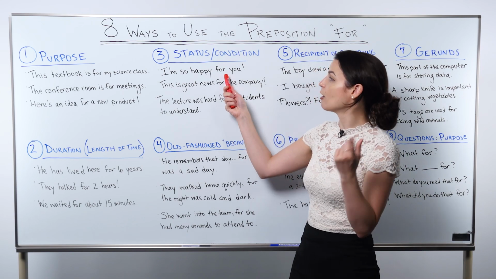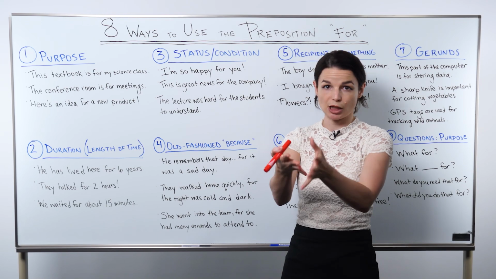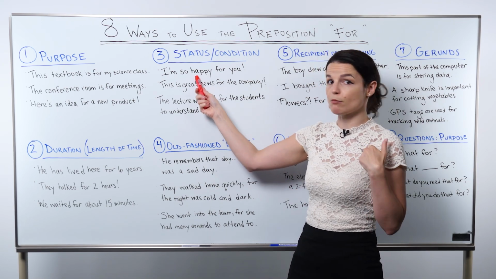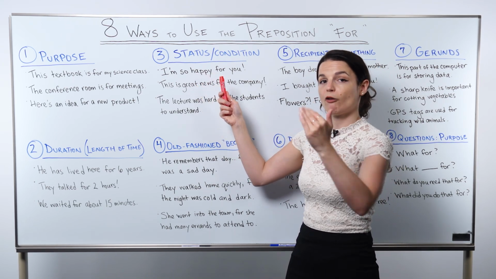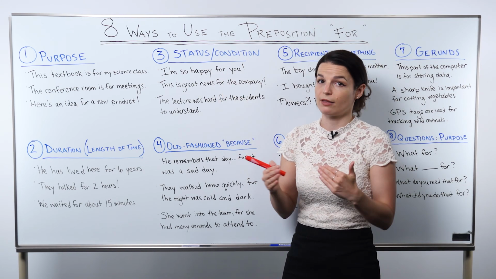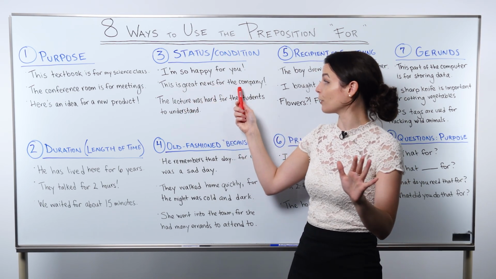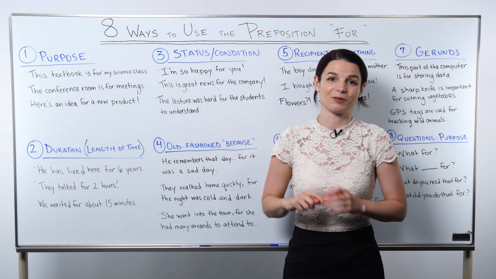Expressing it with for you shows that you care about the other person's condition or status. You have this emotion and you want to express it for that other person. Use for to do that. Let's look at another example of this. This is great news for the company. This is great news for the company.